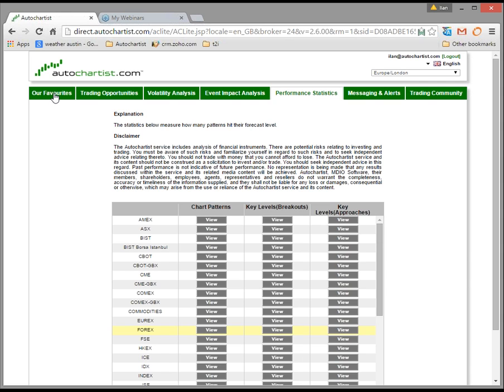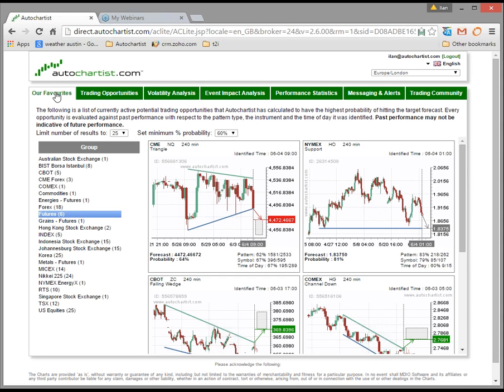Or you can do what I do, which is use the Our Favorites section. The Our Favorites section, which I've switched to now, is basically a mixture of the trading opportunities along with the performance statistics. And what Autochartist provides you here is all the opportunities based on the past performance. Again, past performance might not be indicative of future performance. Okay, remember that.